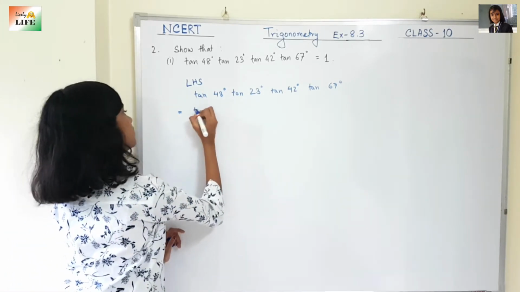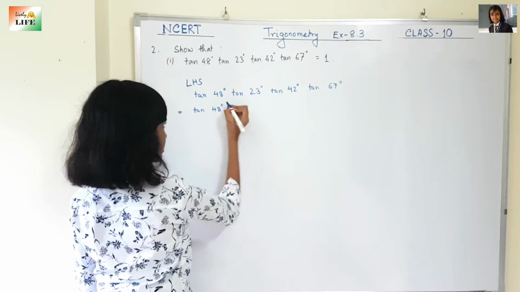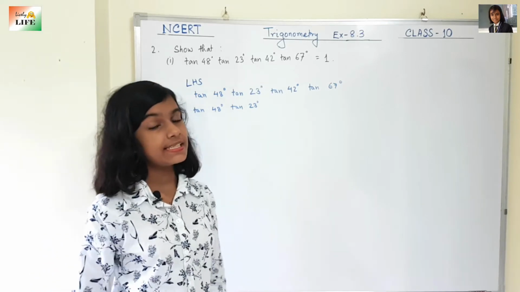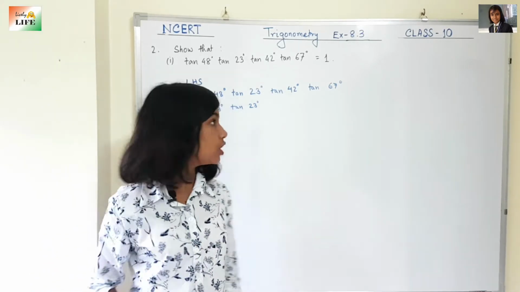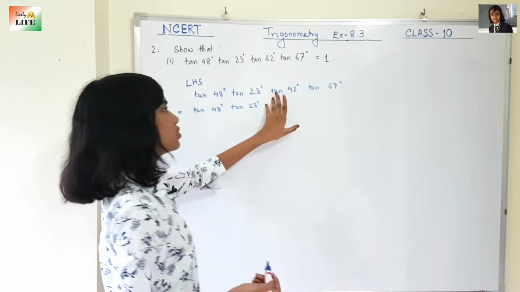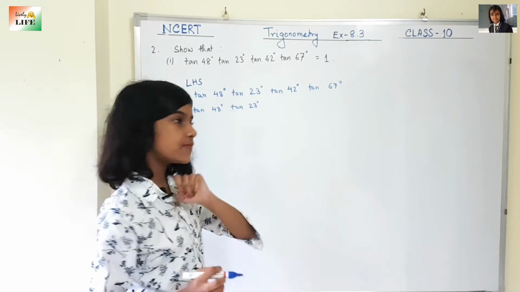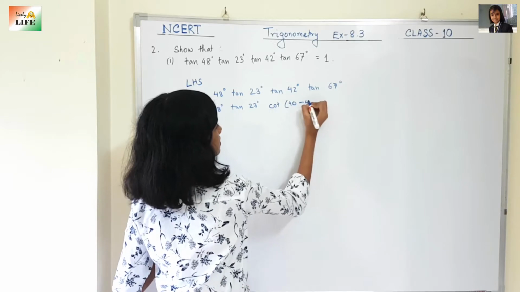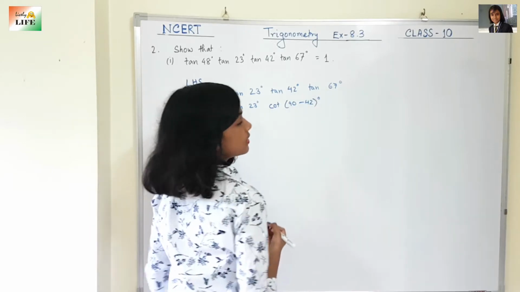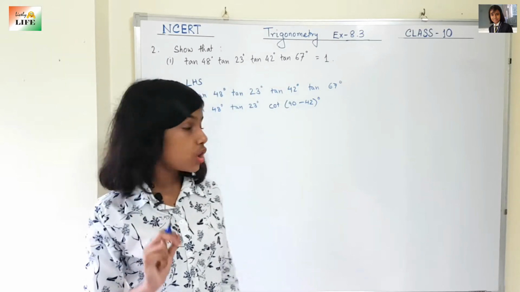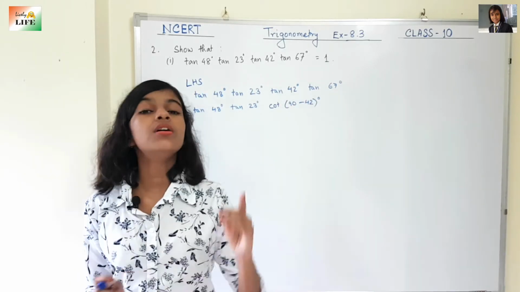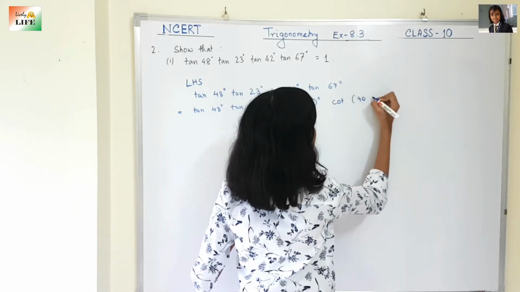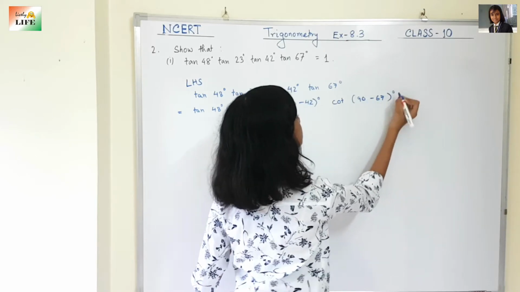Now, what we know, tan theta is equal to cot 90 minus theta, right? We have learned tan theta is equal to cot 90 minus theta. So tan 42 degree will be what? Cot 90 minus 42 degree. Then tan 67, again tan theta equal to cot 90 minus theta. So tan 67 will be cot 90 minus 67. Okay.